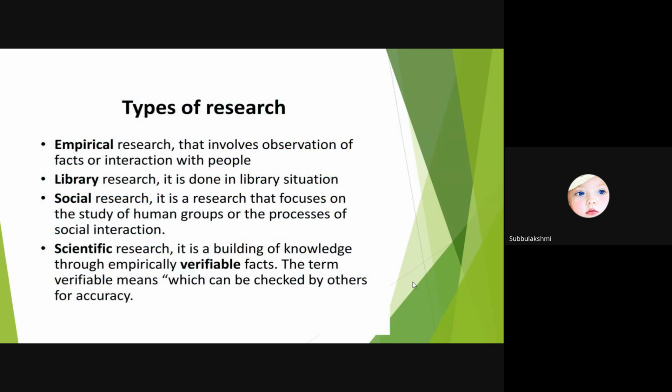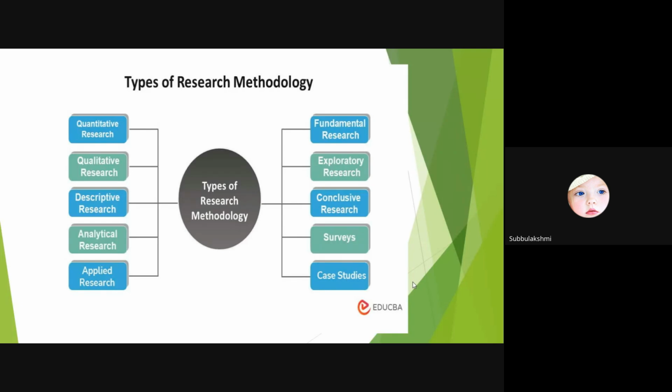Next is empirical. The other types we call are empirical, library, social, scientific. Empirical research is observation of fact or interaction with people. Okay, next is library research, which is done in a library situation, maybe the books, the way they are aligned in the library, it can be any factors. Next is social research, which focuses on the human group or the process of social interaction. Okay, next is scientific research. Scientific research is the building of knowledge with verifiable facts.